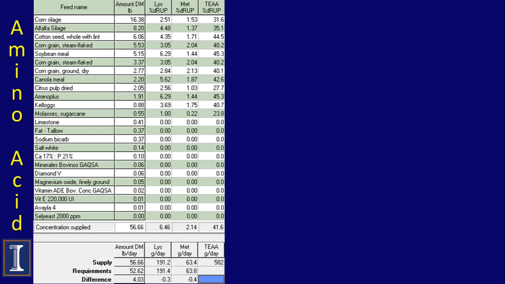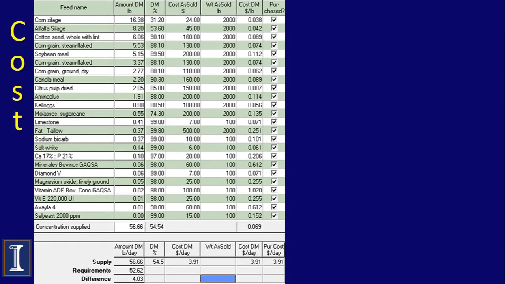Now, be well aware this is NRC numbers at this stage of the game, and so other programs will have different amino acid requirement guidelines. And that's one thing to realize, that every software program has different equations and different requirements, and that's based on whoever did the programming. Here comes your cost numbers, and again, very valuable.